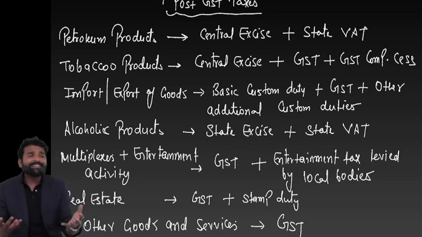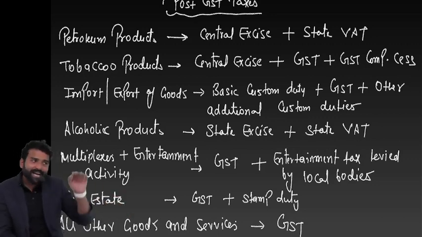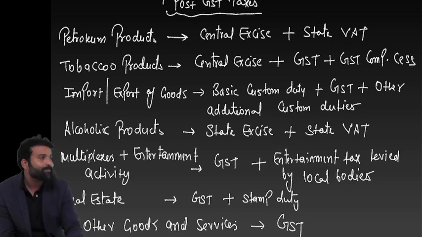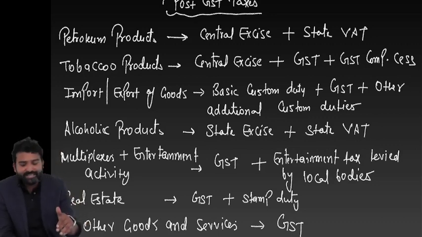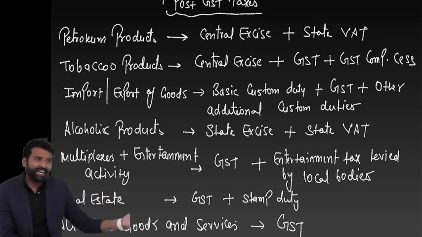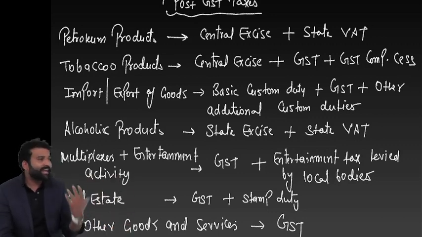So why will they share their piece of bread with the Centre? That's why alcohol is not in GST. Second, why is petroleum not in GST? The government wants to introduce petroleum in GST, but the problem is the government has a large share of revenue from petroleum products. And once they introduce GST on petroleum, the problem is with the credit. They have to give the credit on petroleum as well.